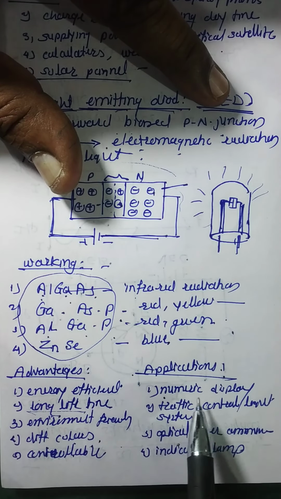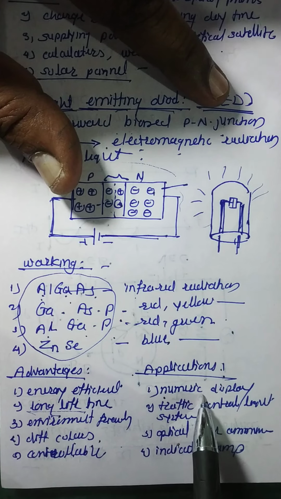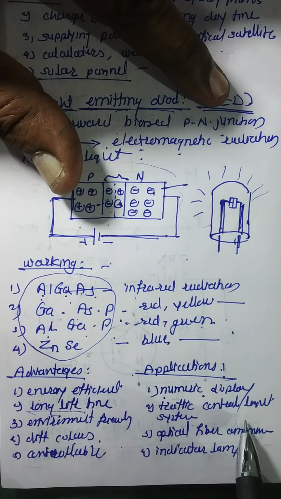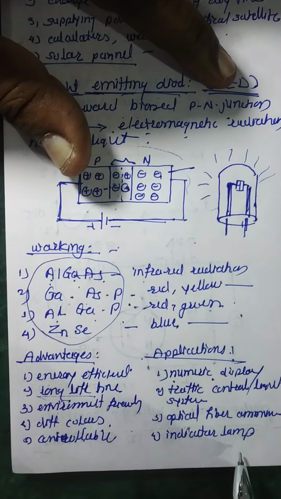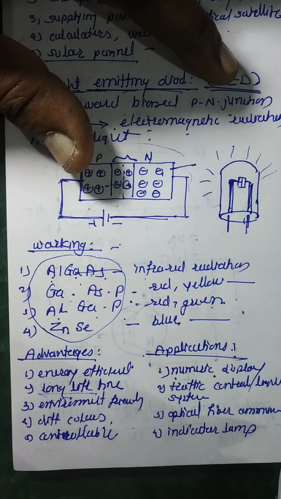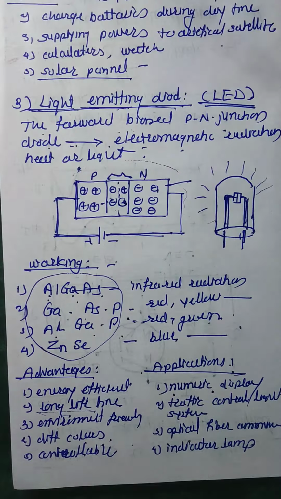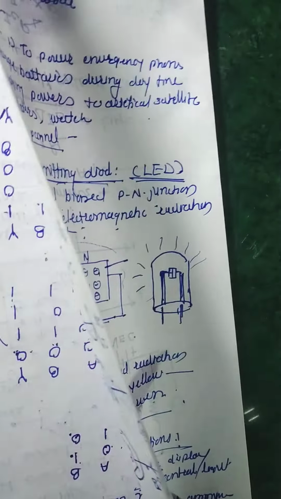They are used as numeric displays in calculators and digital watches. They are used in traffic control light systems. They are used in optical fiber communication systems. They are used as indicator lamps in TVs, VCD players, remote controls, etc. These are applications of the junction diode.